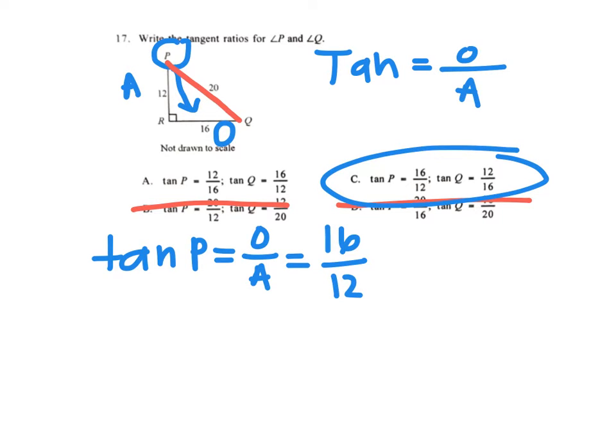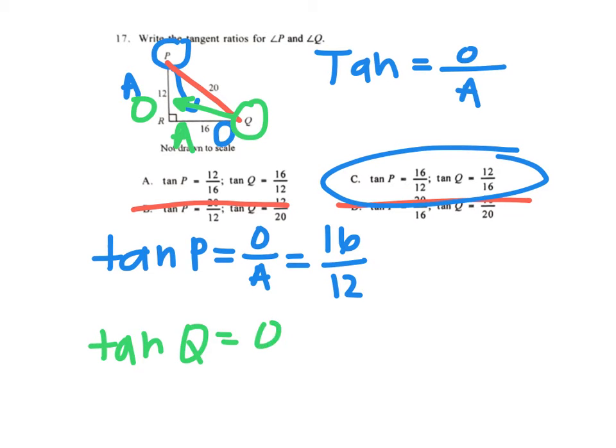We're going to look at Q. Opposite Q is 12. That's going to be my O. 16 is going to be my adjacent. So the tangent of Q equals O over A, which is 12 over 16, which matches our answer for C.